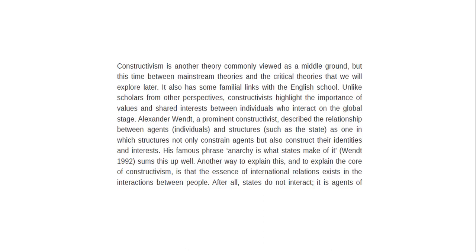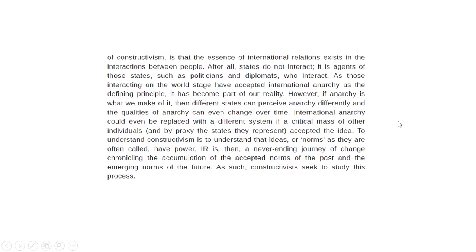Another way to explain the core idea, like I said, central has been replaced by core now, of constructivism is that the essence of international relations exists in the interactions between people. After all, states do not interact. It is the agents of the states, the actors, such as politicians and diplomats, who interact.